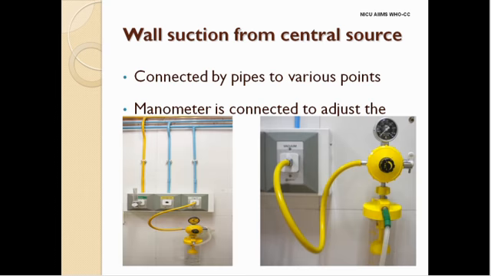First, the wall suction. The wall suction is connected to a central suction source. Nowadays, it is frequently used in the special neonatal care unit. It is connected by pipes to various points in the hospital. As the name suggests, it is attached to the wall and hence is not portable. It has a manometer attached to it to adjust the suction pressure and is connected to the vacuum port on one side and to the suction tubing on the other side.